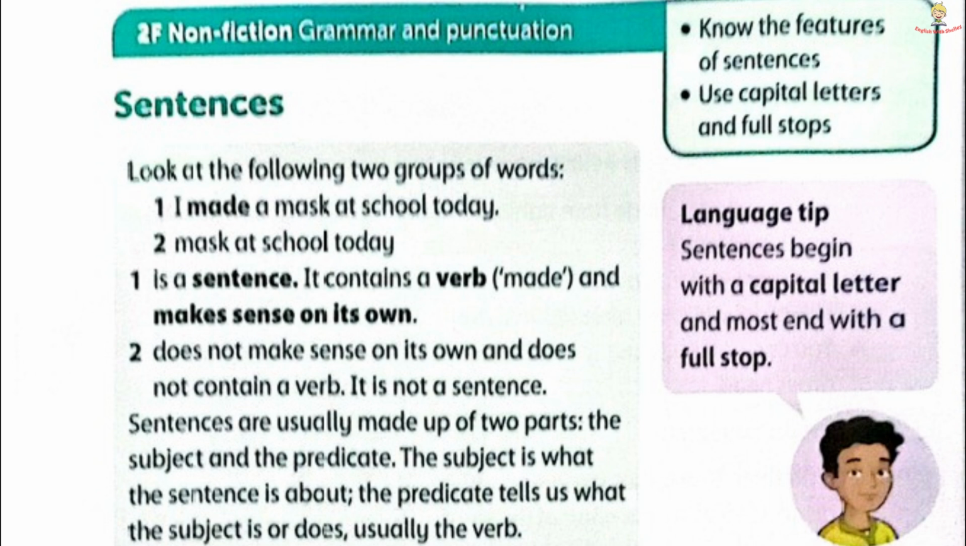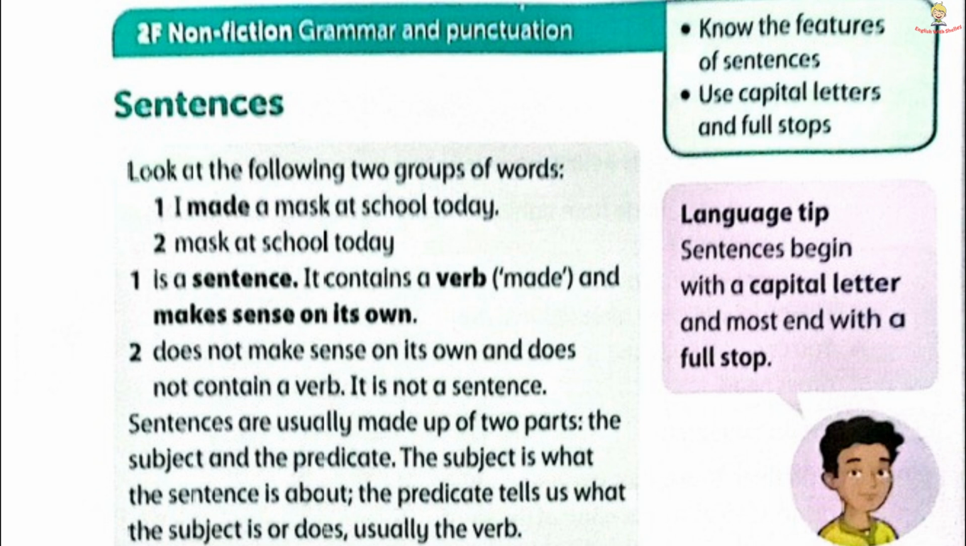So the first group of words, we call it a sentence because it has a verb, and a verb is an action word. Here the word made is a verb because it shows action, what I am doing. Also this whole statement makes a complete meaning and makes sense. That's why it is a sentence. And the second statement does not contain a verb. It is not a sentence. Secondly, it does not give a complete meaning. So that's why we cannot call it a sentence.